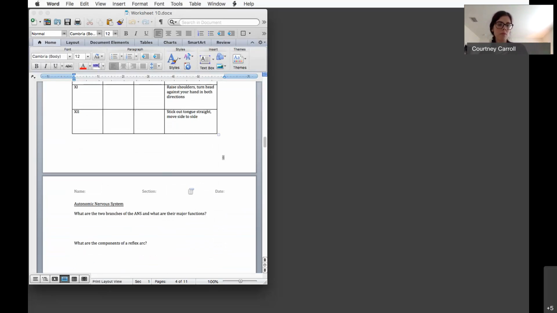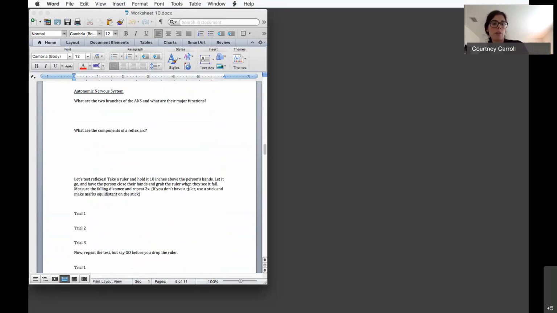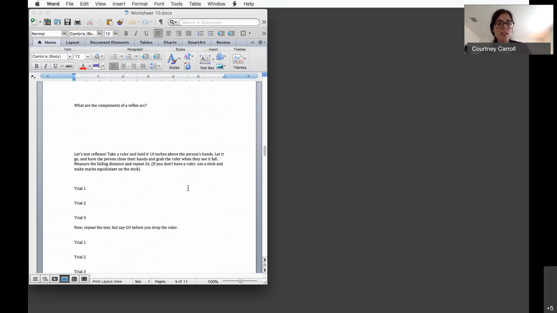Then you answer a few questions about the autonomic nervous system. You can answer a question about reflex. And then you're going to test a reflex. Now, this asks you to use a ruler. If you don't have a ruler, you can go outside and get a stick. You could put little markings on the stick, roughly every inch. That's fine. And again, you're going to work with a partner.